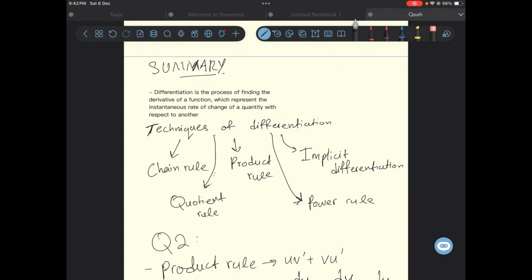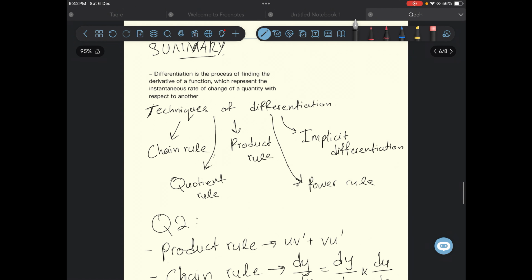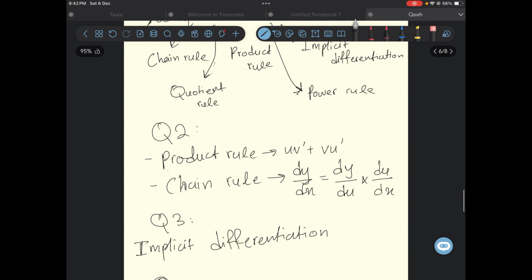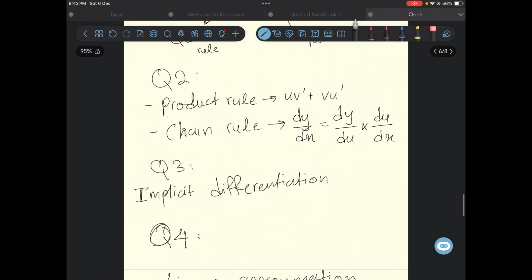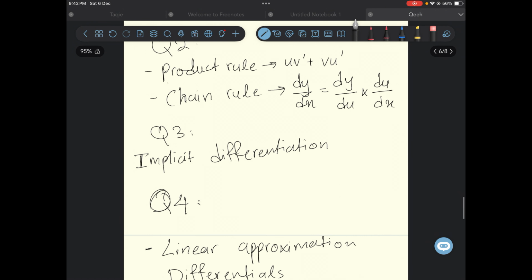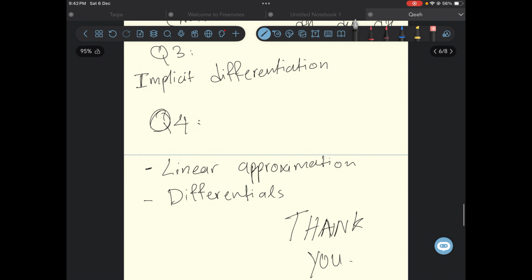To summarize this video, in the first question, differentiation is the process of finding the derivative of a function, which represents the instantaneous rate of change of a quantity with respect to another. The techniques of differentiation are known as the chain rule, quotient rule, product rule, implicit differentiation, and power rule. For the second question, simply use the product rule, which is uv' plus vu', and the chain rule, which is dy/dx equals dy/du times du/dx. For the third question, using implicit differentiation is enough. And lastly, we only have to use linear approximation and differentials.